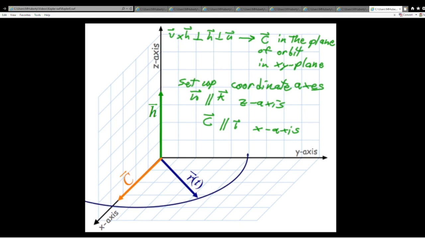And what we're going to do is set up an angle theta. The angle theta is going to be between the planet position vector r and the constant c vector. So in other words, this right here, that's theta.